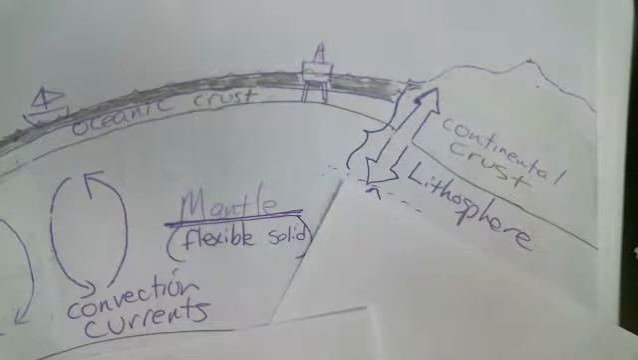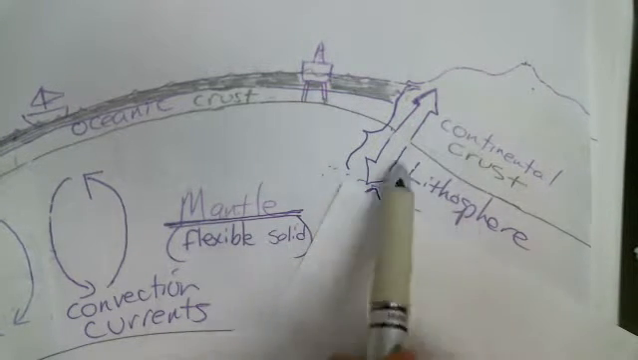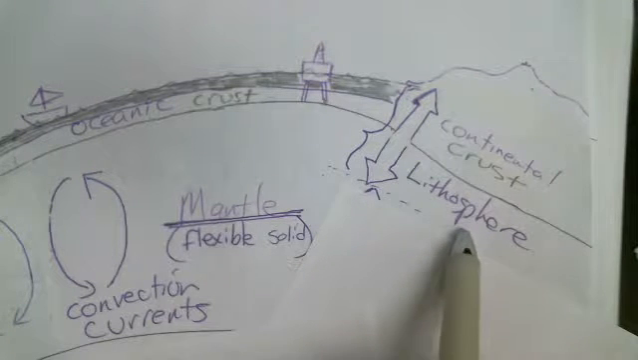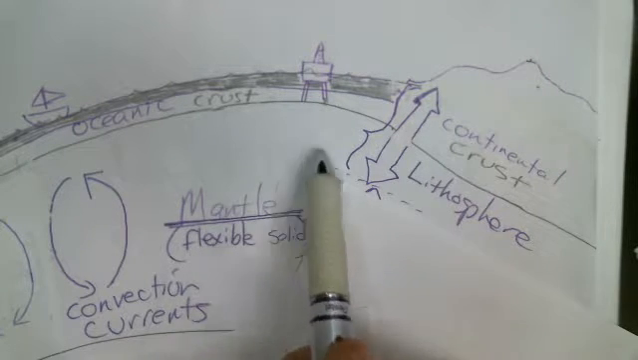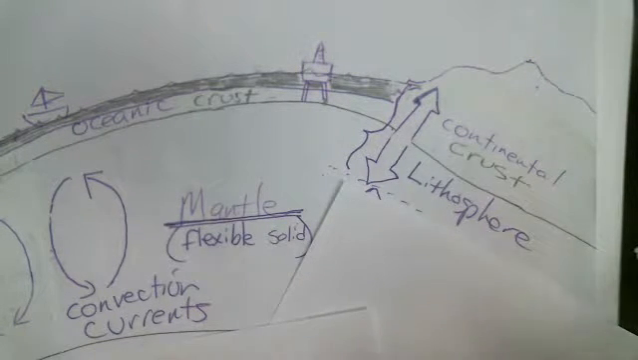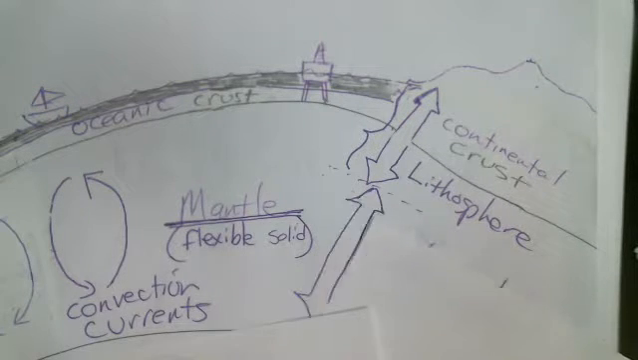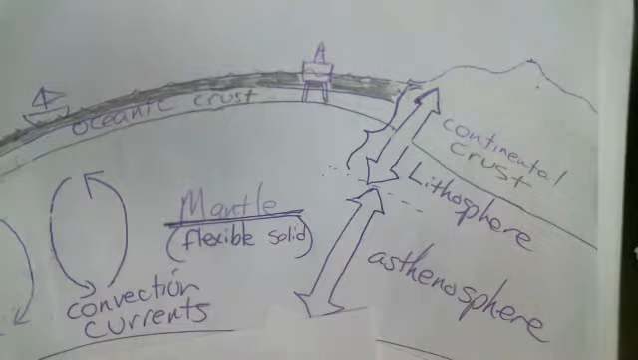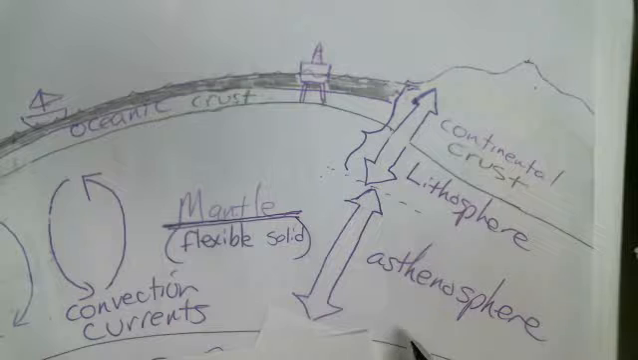The upper part of the mantle, along with the crust put together, is called the lithosphere. The lithosphere contains the continental crust and the ocean crust and the upper mantle. The upper mantle is not as flexible as the lower stuff, and so we can lump it together with the crust in some situations. Below the lithosphere, we call the mantle the asthenosphere. This is much more flexible, and this is where the convection currents are really working well.